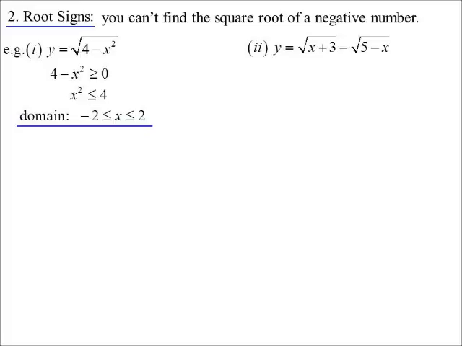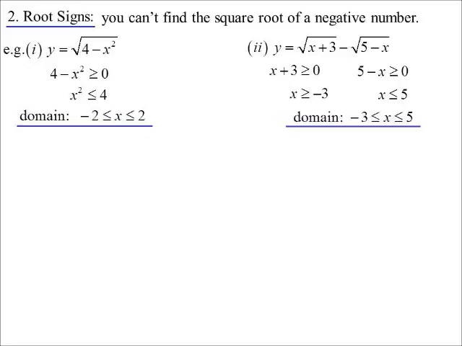I've got two square root signs. Again, the rule's the same for both. X plus 3 must be greater than or equal to 0, giving me x is greater than or equal to negative 3. 5 minus x is greater than or equal to 0, giving me x is less than or equal to 5. Both have to be true, because I have to be able to substitute into both of those things. So I end up with x being in between minus 3 and 5 for the domain.